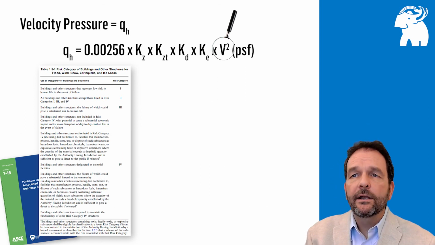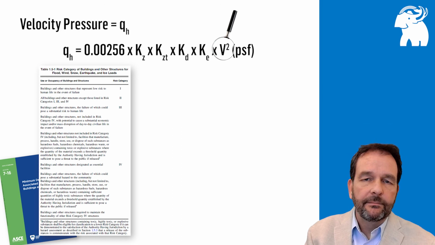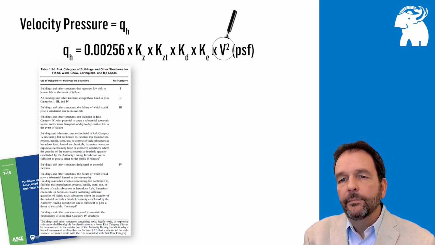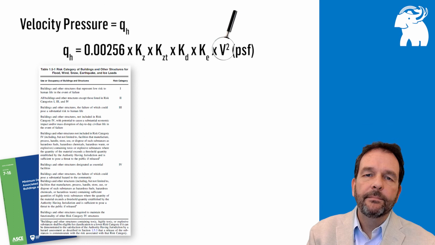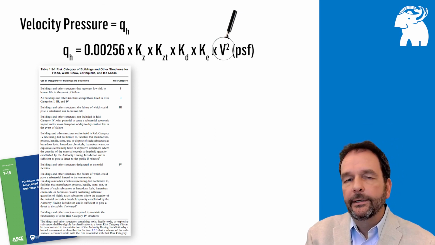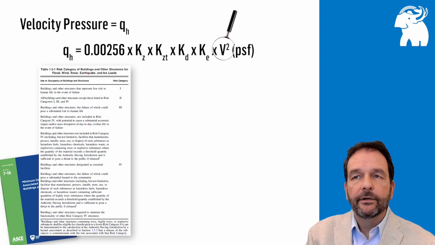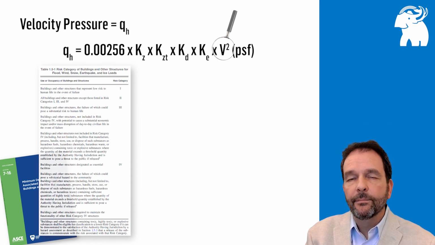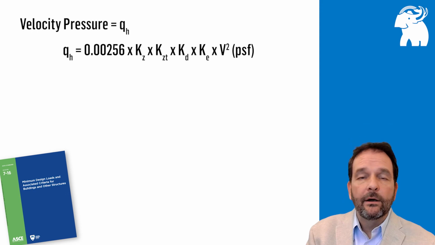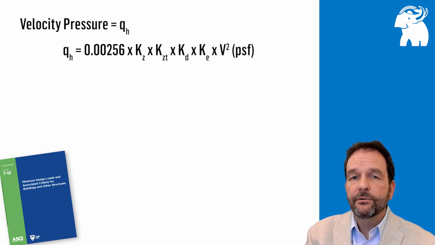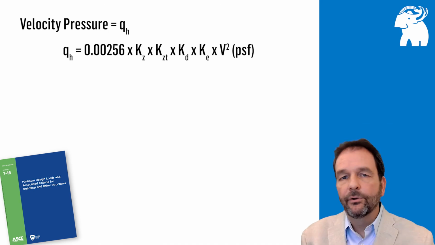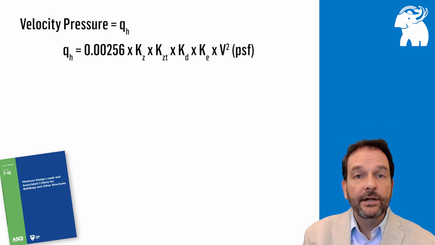The risk category for buildings should be selected based on the building use itself, the building occupancy. You want to refer to your local jurisdictional codes, consult with the building owner and the designer of record to determine the appropriate risk category and wind speed for your building. So now we've found all the variables for the velocity pressure equation, so you can calculate the velocity pressure, the pressure induced by a wind simply blowing across the terrain before it actually hits our building.